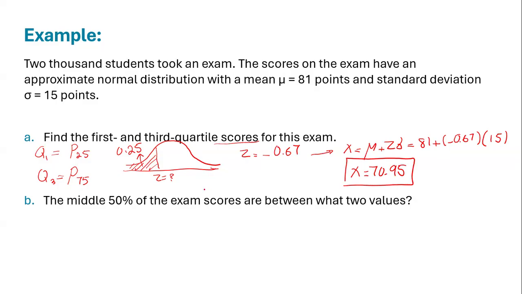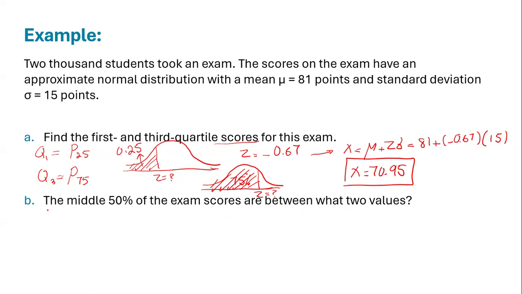For the third quartile, this time I'm looking for a Z value that has 75% of data below that number. This time the area under the curve is 0.75. So that means I'm looking at the body of the table, looking for 0.75. And then whatever we get for Z, we need to convert it to X again.